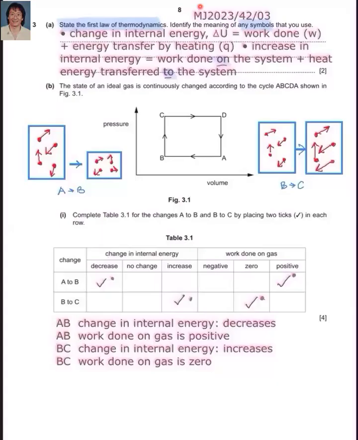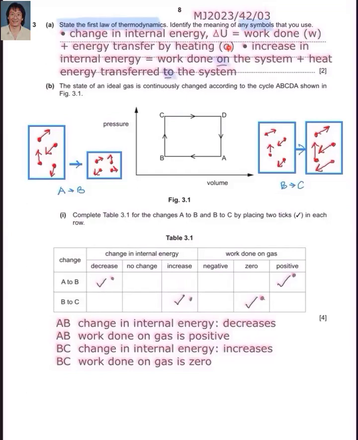This is a May/June 2023 variant for 2. Question number 3 carries 2 marks. You have to state the first law of thermodynamics, and then identify the meaning of any symbols that you use. The change in internal energy, delta U, is equal to the work done, W, plus the energy transferred by heating, Q. That means delta U equals W plus Q.